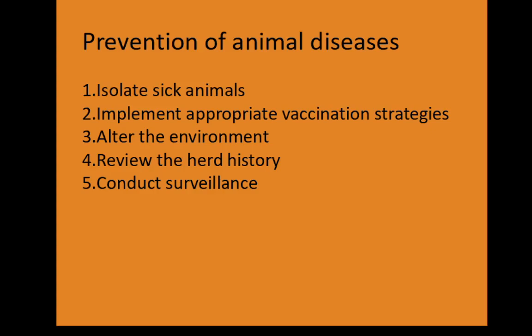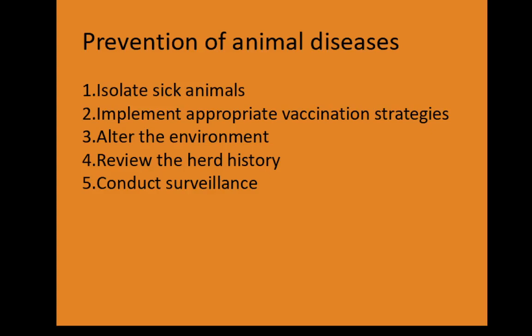Next is to formulate an appropriate timing of vaccination. This is important. We don't vaccinate after the disease; we have to vaccinate before the disease occurs. We need to check our knowledge base to see when the disease strikes so that we can appropriately time our vaccination before it affects our herd or our flock.